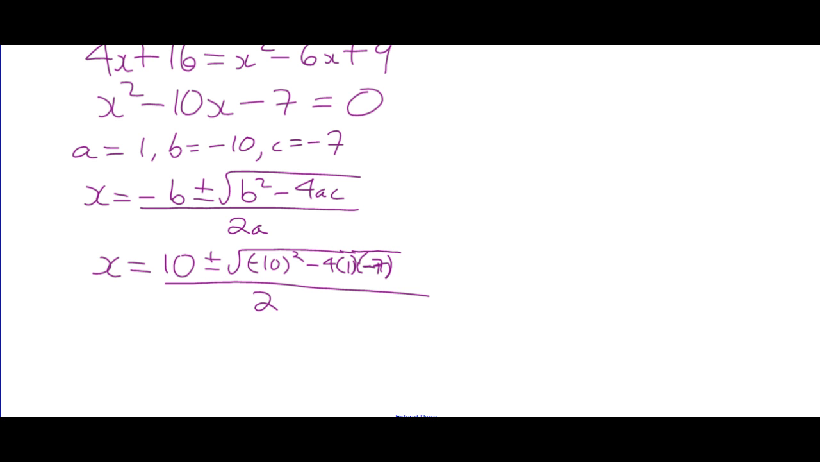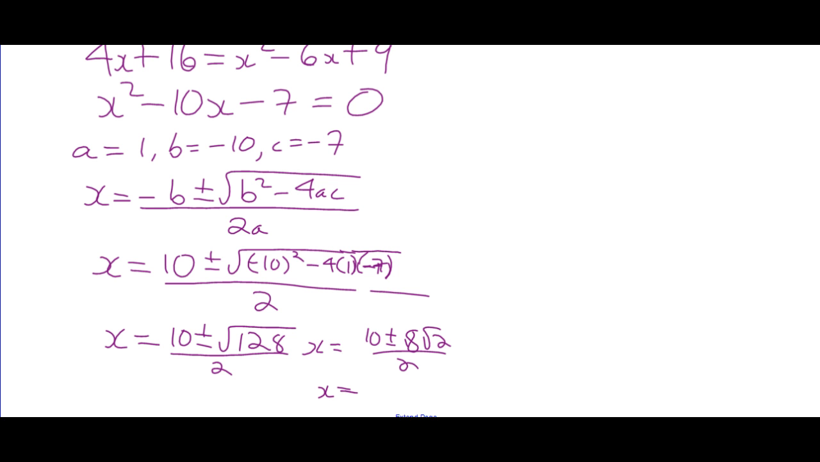Over to, all right, what do we got? 10 plus or minus, so we got the square root of 128 over 2. And simplify, all right, what's that? 10 plus or minus, it's going to be like 8 root 2 over 2. So 5 plus or minus 4 root 2. Yeah, okay, hang on. Oh, look. Yeah, that's right.